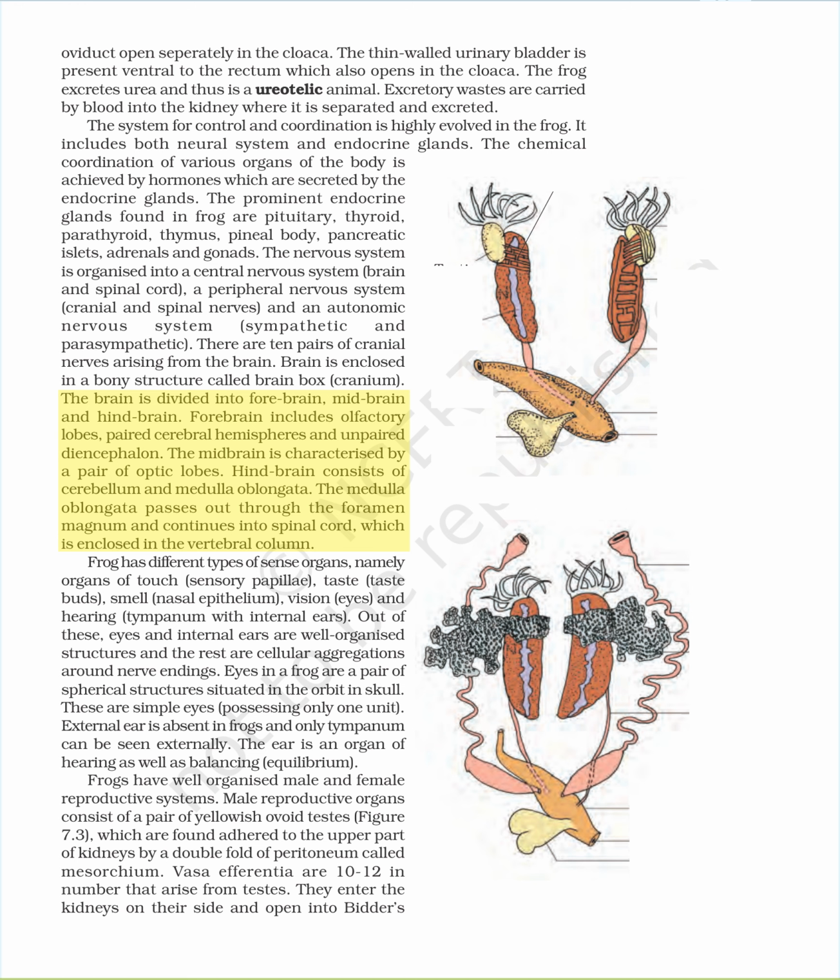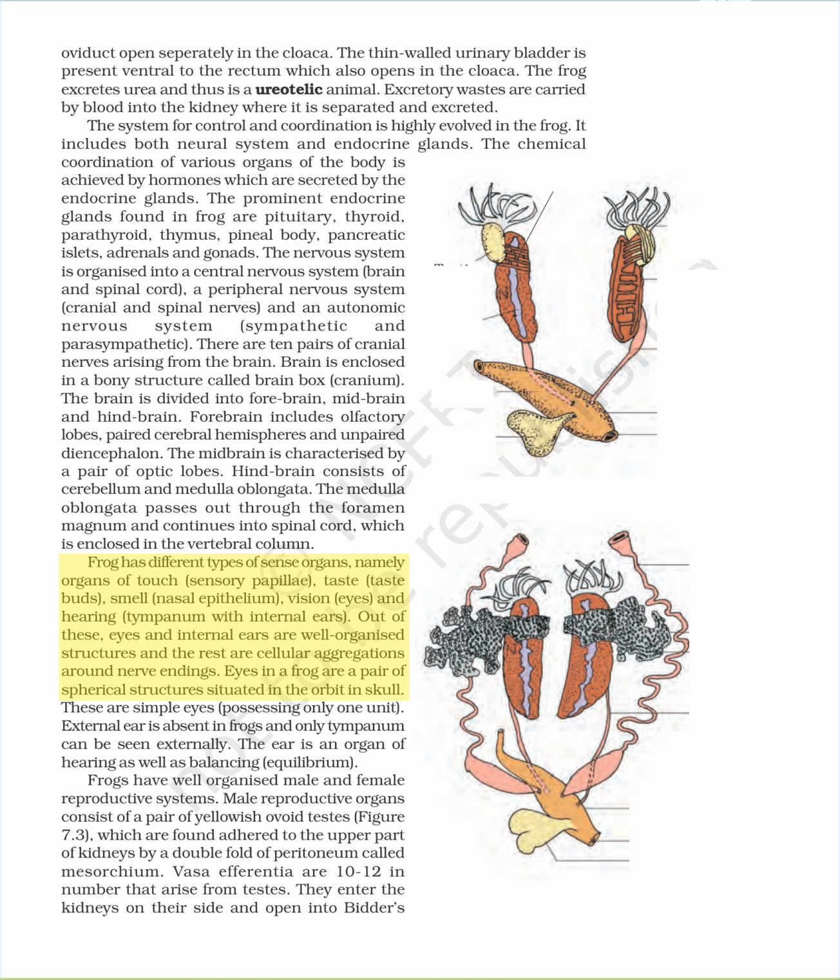Forebrain includes olfactory lobes, paired cerebral hemispheres, and unpaired diencephalon. The midbrain is characterized by a pair of optic lobes. Hindbrain consists of cerebellum and medulla oblongata. The medulla oblongata passes out through the foramen magnum and continues into the spinal cord, which is enclosed in the vertebral column.